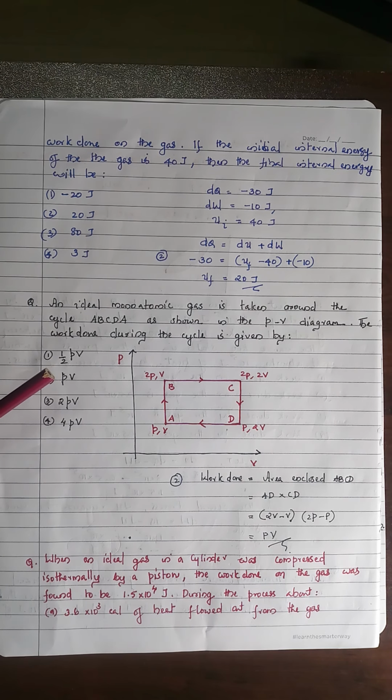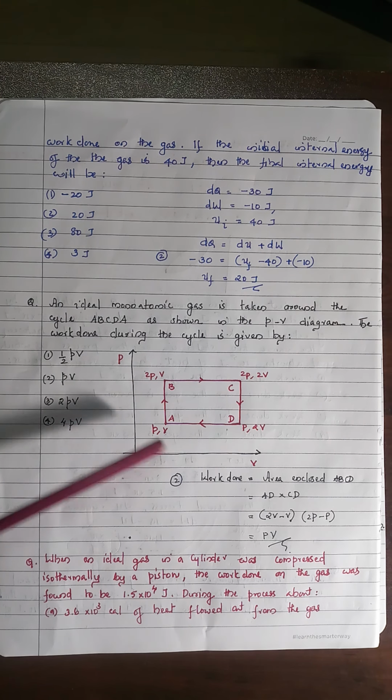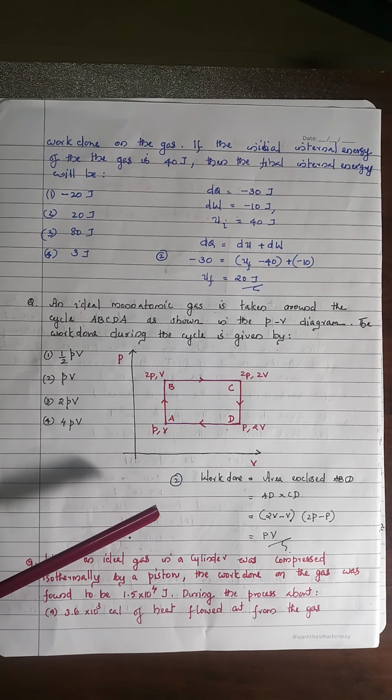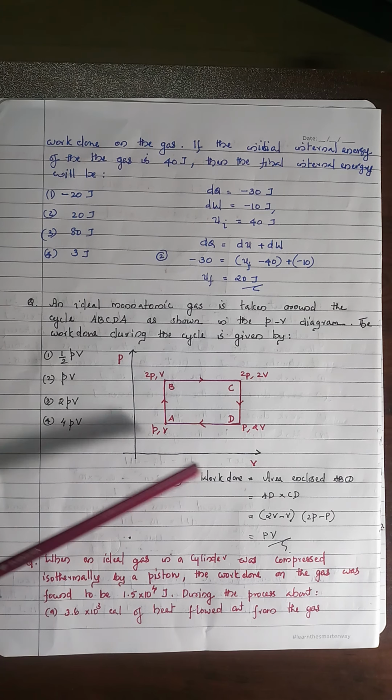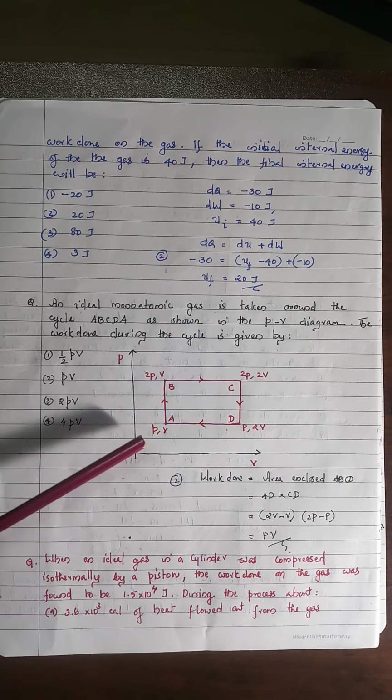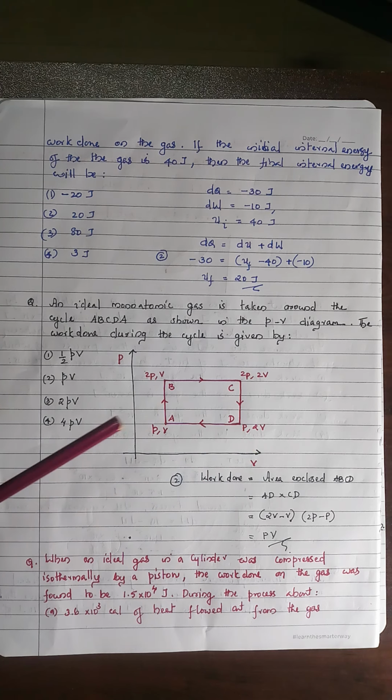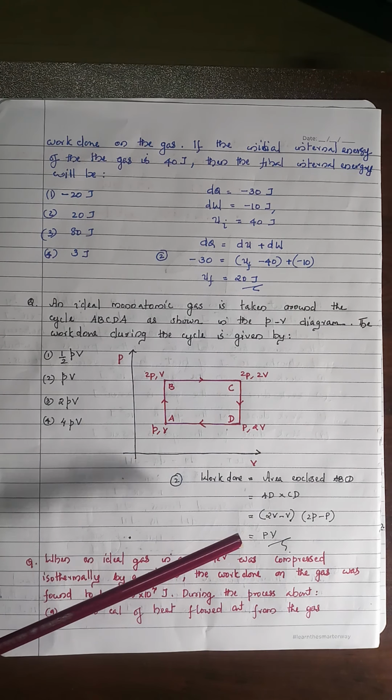Look at the graphical question. An ideal monatomic gas is taken around the cycle A, B, C, D, A as shown in the PV diagram. The work done during the cycle is given by, look at the graph, it is simple. The work done is the area enclosed. That is a very important concept. It is cyclic also and hence it is positive. So you can just use the area of a rectangle, length into breadth. So AD into CD. AD is the volume, so 2V minus V into 2P minus P. So you get the answer as PV.